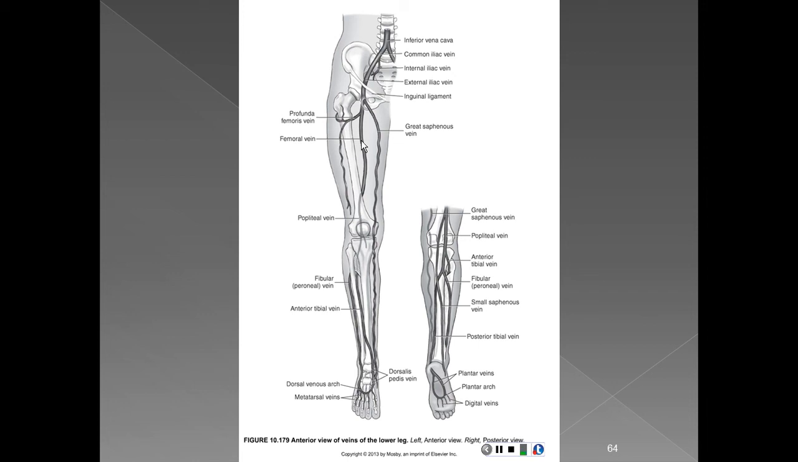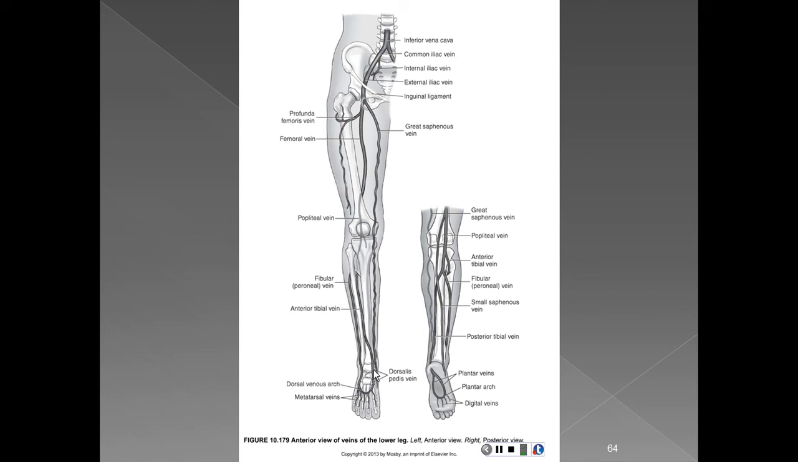But here you have the femoral vein and the great saphenous vein, and you can follow the femoral vein all the way up into the popliteal. The great saphenous vein is going to go all the way down. So you see how the great saphenous vein is going to be medial to that, and it travels all the way down. The femoral vein is going to turn into the popliteal vein, which is going to bifurcate into the fibular and the anterior tibial vein.